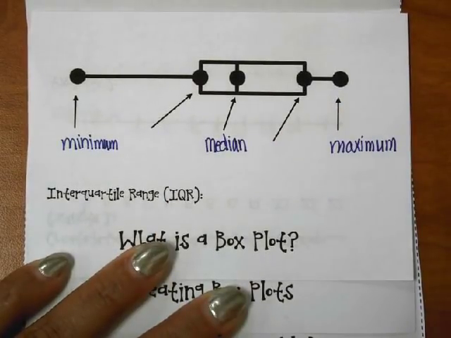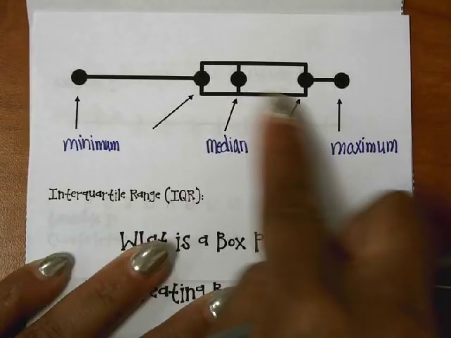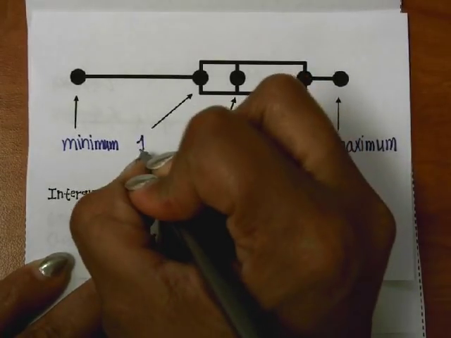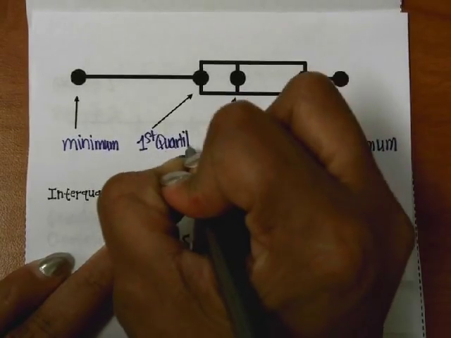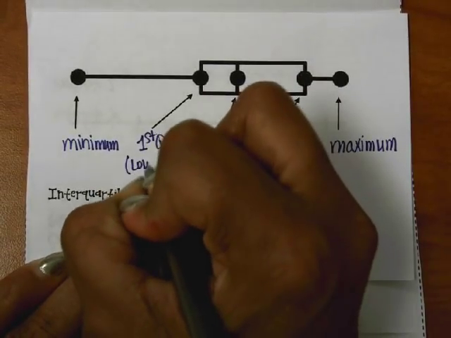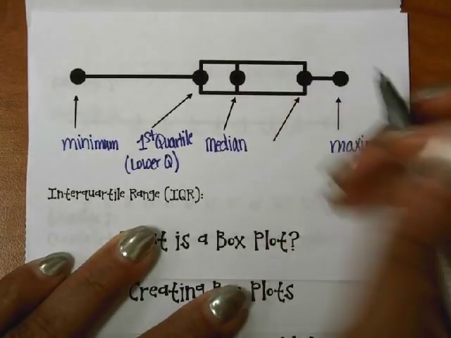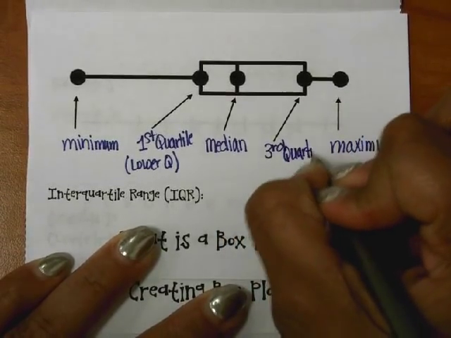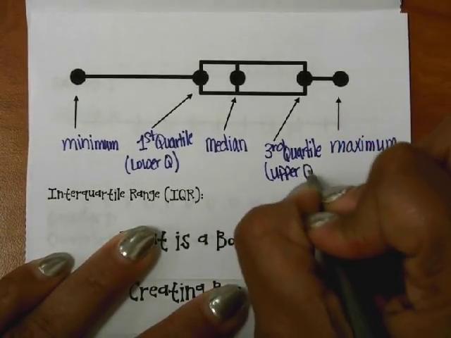It's very important that you use the proper vocabulary when you're discussing the box plot so you know exactly what to do. So the ends of our box are the median of the lower half and the median of the upper half. That median of the lower half, we call that first quartile, or lower quartile. And then the median of the upper half is our third quartile, which is also known as our upper quartile.